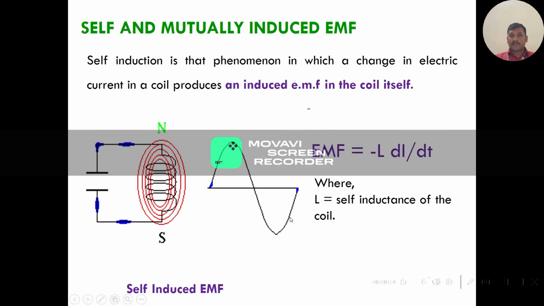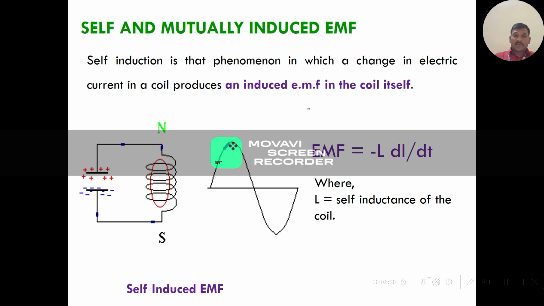So there are two kinds of EMFs developed in the primary and secondary winding of the transformer. One is called self-induced EMF and another one is called mutually induced EMF. These two EMFs are developed in transformers. The first one is self-induced EMF.